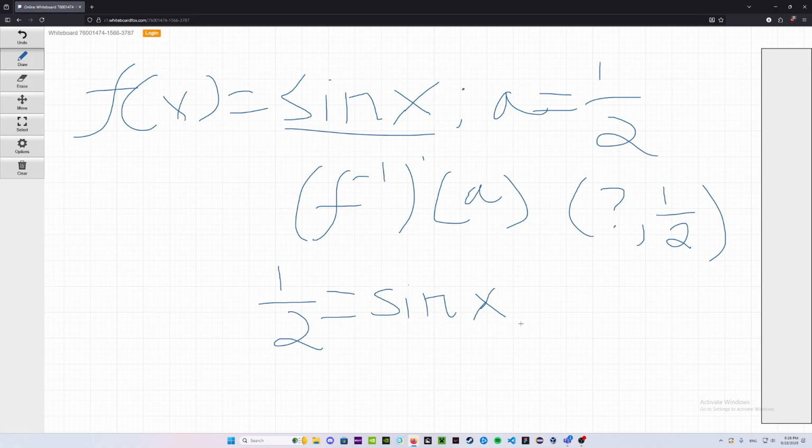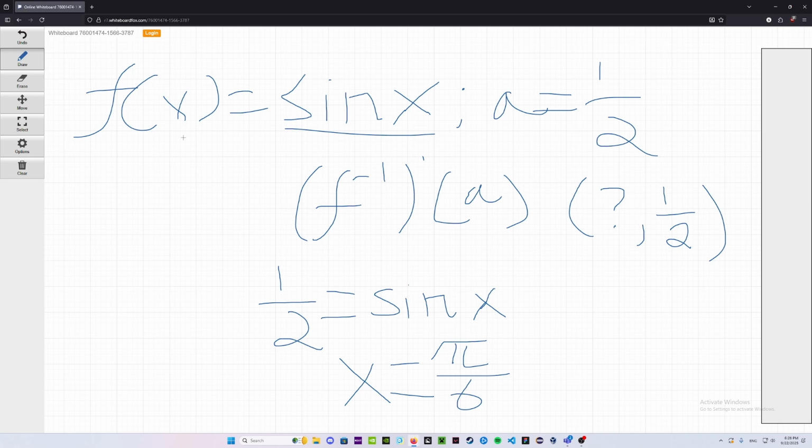Let me think. Is it pi over 2/2? Not quite. I mean, square root of 2/2. Not quite. That's actually the coordinate. What we're trying to find is the angle in radians. So x would be pi over 6, because remember, sine is like the y coordinate on the unit circle.